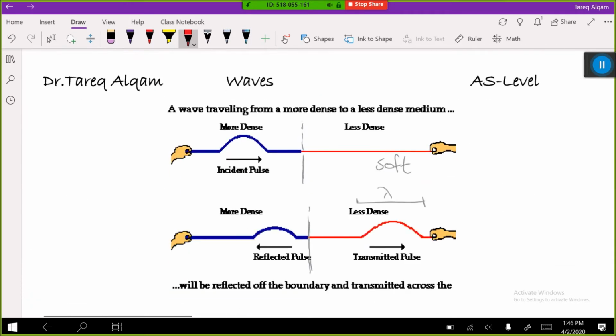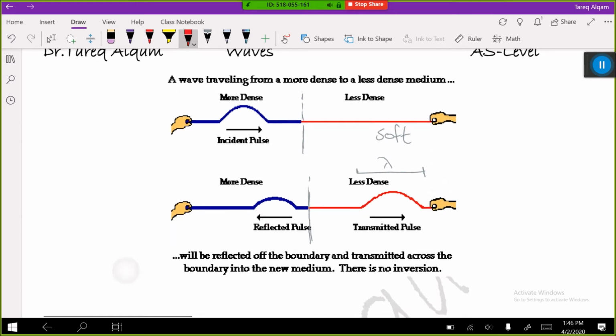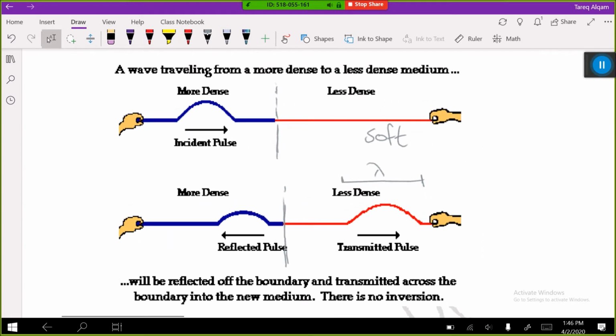Here the opposite: the wave was moving in a more dense medium, then it will travel through a less dense medium. Guys, look, this is the incident wavelength, let's say. Look at the wavelength here, guys. It increases because it's now transmitting through a less dense medium, so the speed also increases.